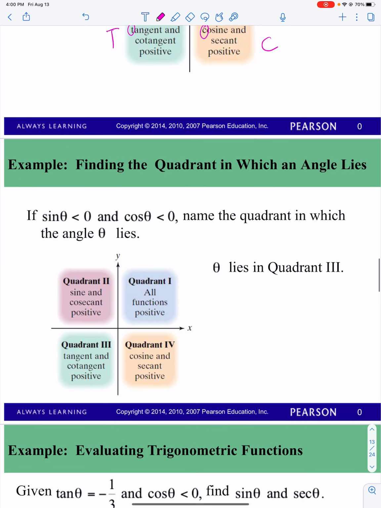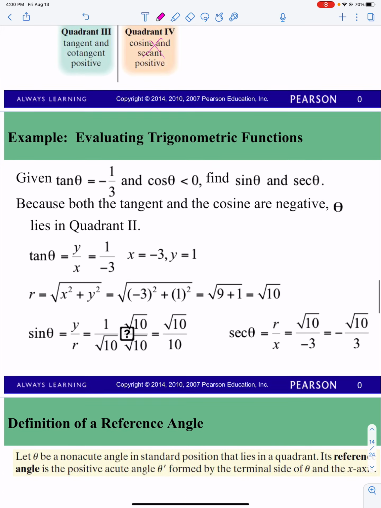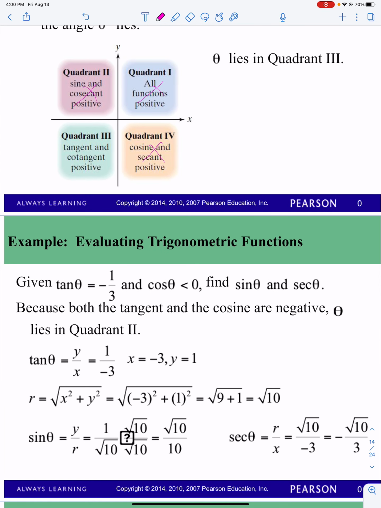Okay, so then we can practice. If we want sine theta less than 0 and cosine theta also less than 0, which quadrant is this angle in? It's not this, not this, not this. So it has to be in what? Quadrant 3. Okay, so the signs tell you which quadrant this angle is in. This is a very important technique.